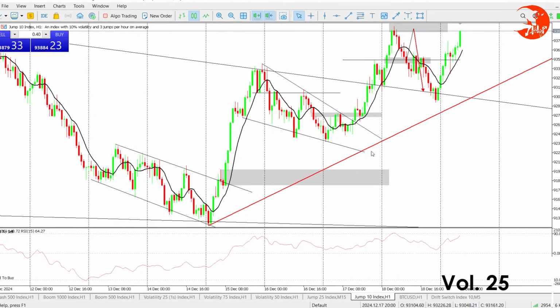Lastly is Jump 10. We have about 9 minutes to close. I want to finish in time today. I've been dragging the session. I'm sorry, guys.